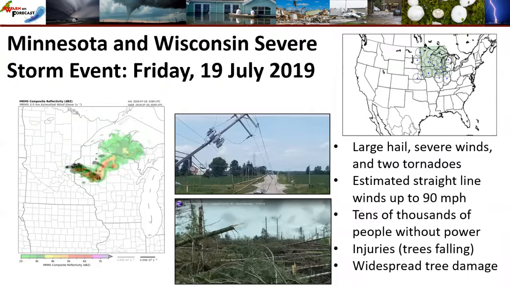Now some example predictions from this system. This is the 19 July 2019 severe thunderstorm event across Minnesota and Wisconsin. On the left, you see the reflectivity and azimuthal wind shear in the animation. Up to 3-inch size hail was reported across central and east central Minnesota, and wind gusts in excess of 80 miles per hour were reported across west central Wisconsin. There was widespread and extensive tree damage and injuries, and many people were without power during that event.